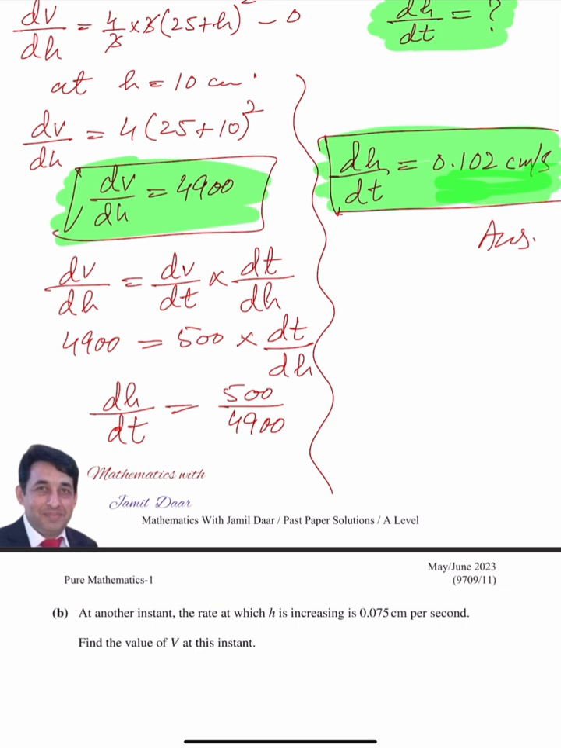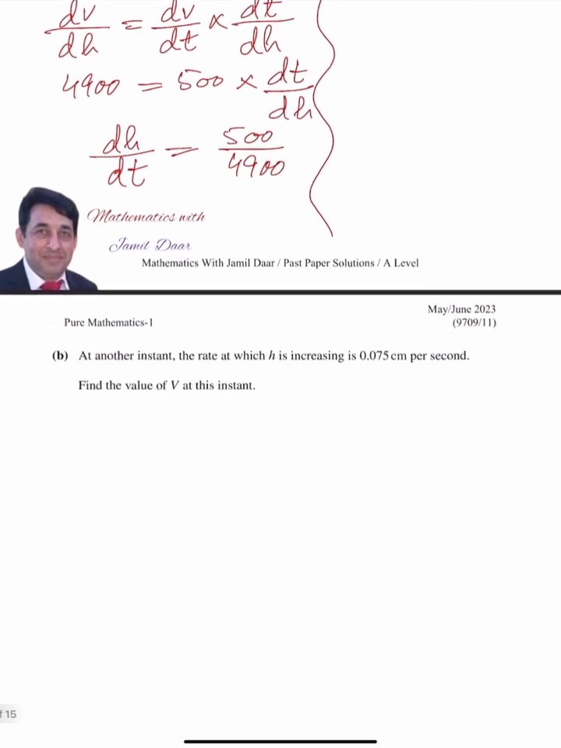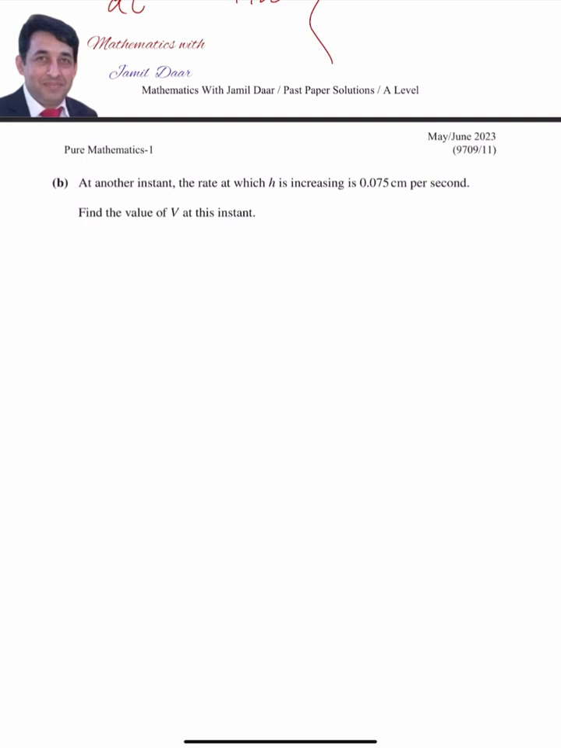Okay, so moving to the next part. The next part is B. At another instant, the rate at which h is increasing is 0.075 centimeter per second. So you are given that h is increasing, which means you are given that dh over dt is now 0.075.